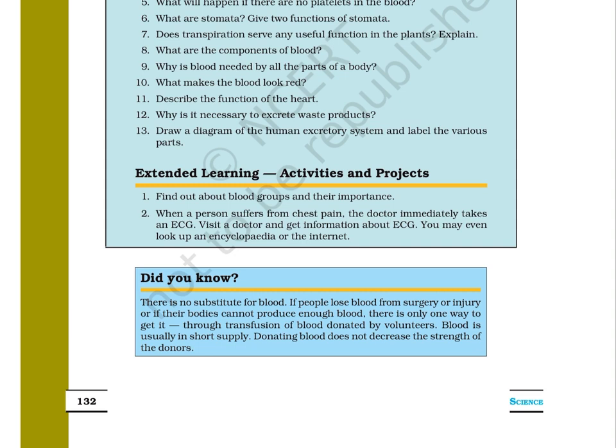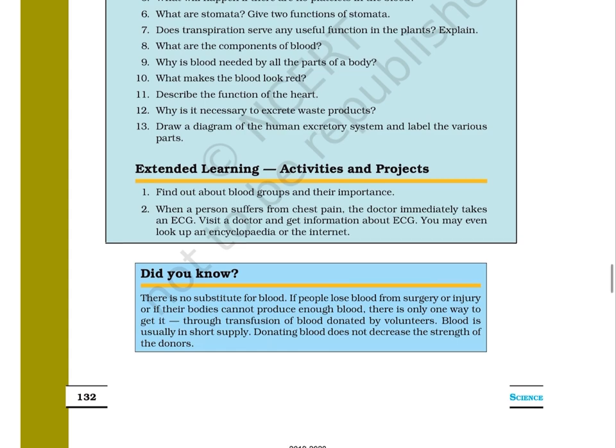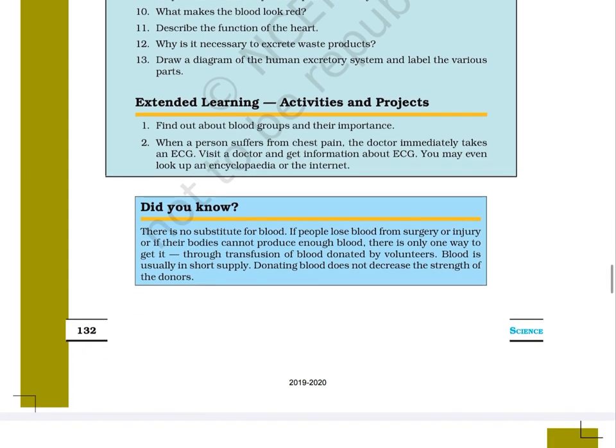Extended learning, activities and projects. 1. Find out about blood groups and their importance. 2. When a person suffers from chest pain, the doctor immediately takes an ECG. Visit a doctor and get information about ECG. You may even look up an encyclopedia or the internet.